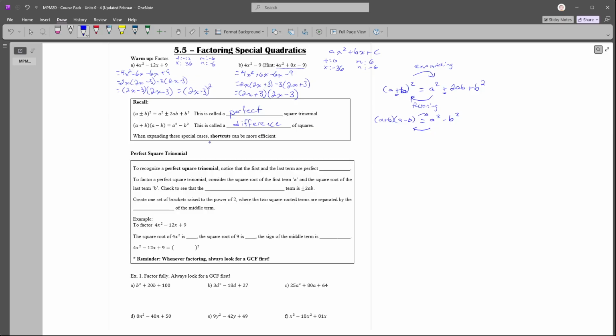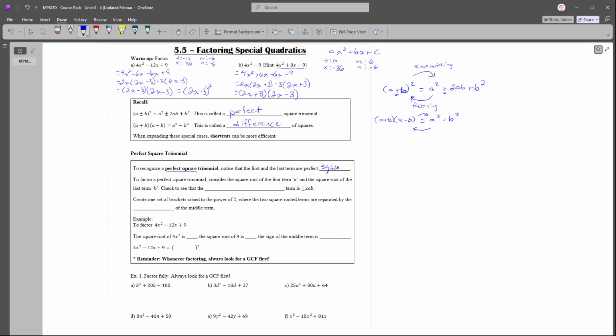All right, so let's give it a go. We're going to start off with the perfect square trinomial. This is probably a little bit more challenging to actually recognize and see. The warm-ups that we did up top actually solved this problem and showed us everything, but let's try to do it in a single step. First up, to recognize a perfect square trinomial, we need to look at a lot of pieces. Notice that the first and last terms are perfect squares. They have to be.